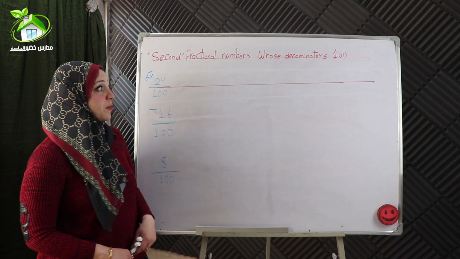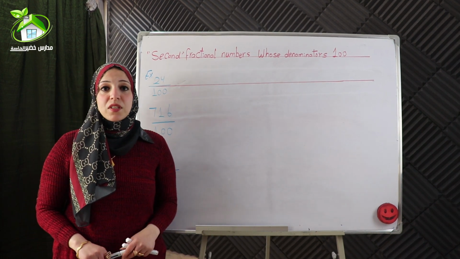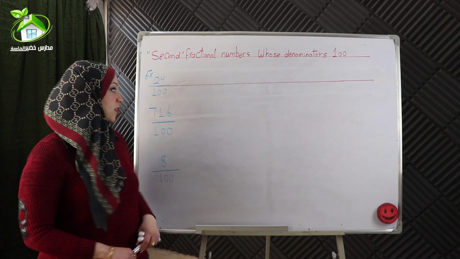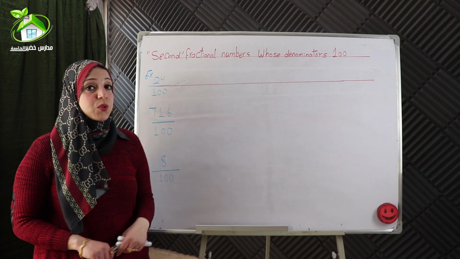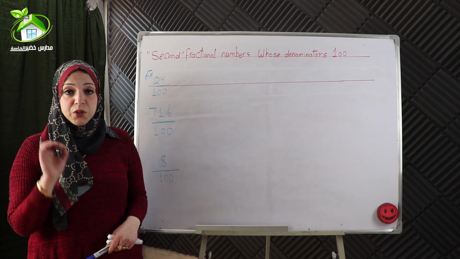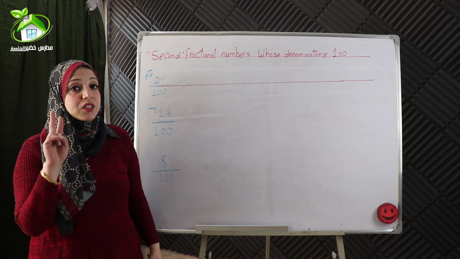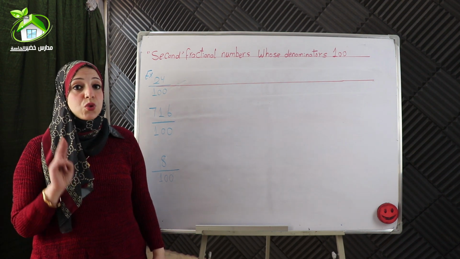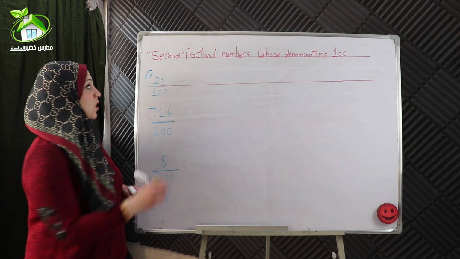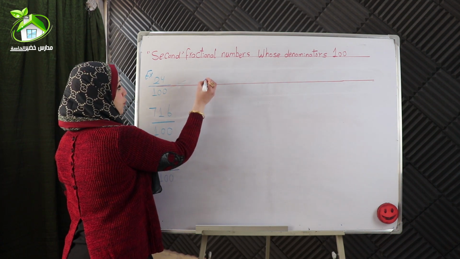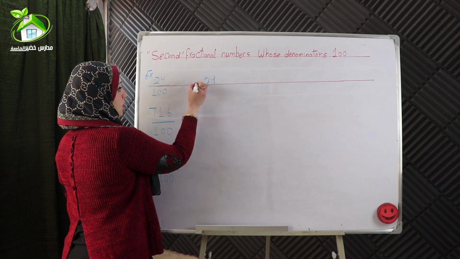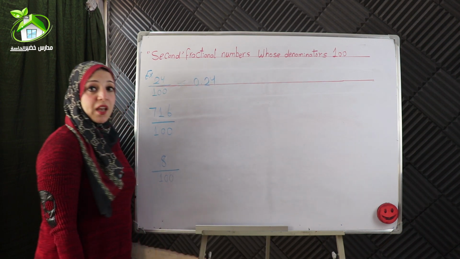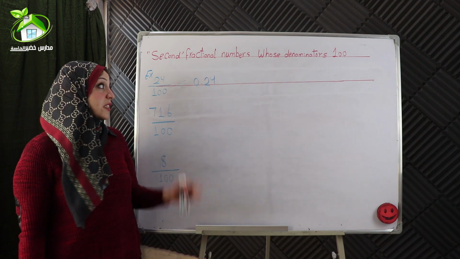Second, fractional numbers whose denominator equals 100. For example, 24 over 100. I can convert this fraction into a decimal number by putting a point after two digits from the right. 4, 2, and I put the point. I haven't any number, so I can put 0. How can I read this decimal number?